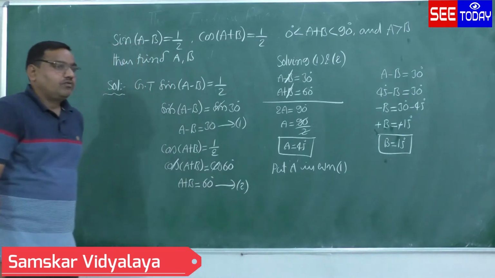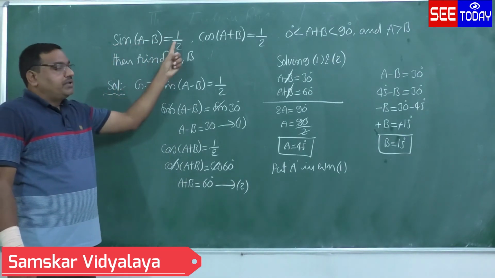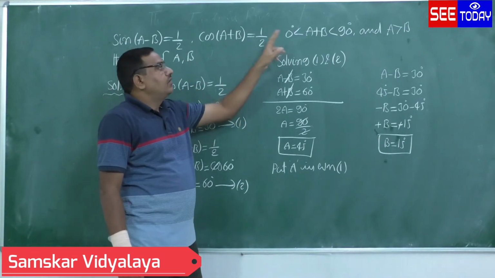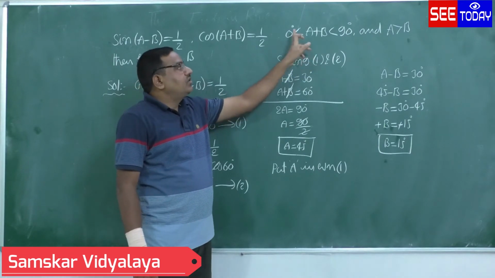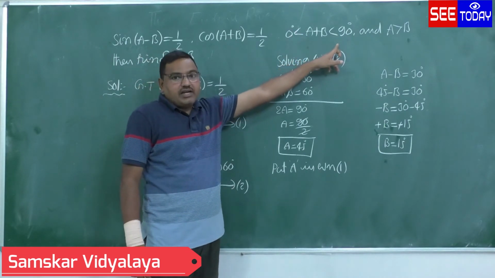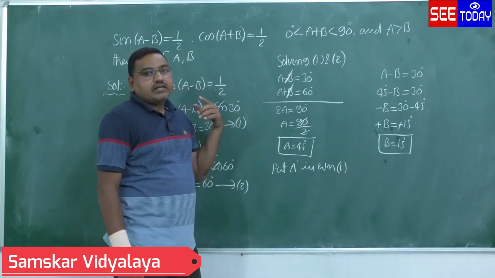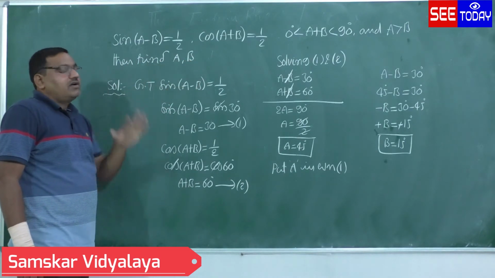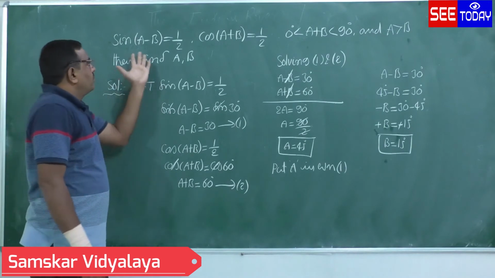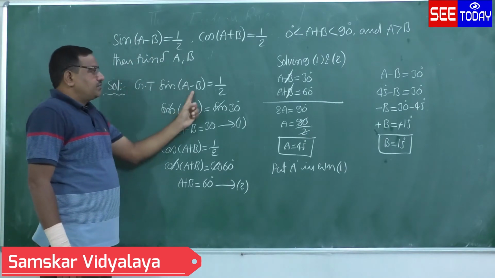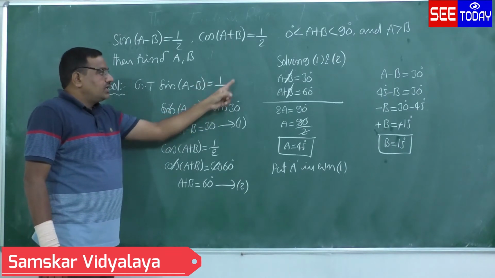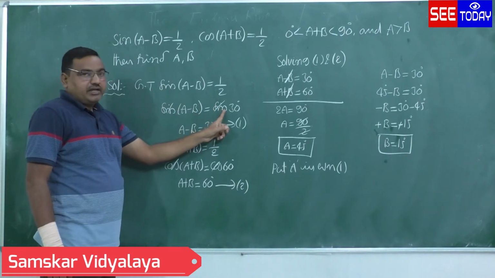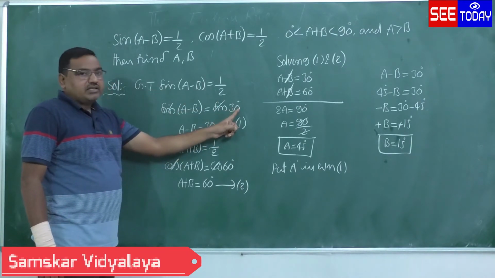Once again, sin of A minus B is equal to 1 by 2. Cos of A plus B is equal to 1 by 2. There are two conditions: 0 less than A plus B less than 90, and A is greater than B. Then find A and B. What are the angles A and B? By using this, sin of A minus B is equal to 1 by 2. We know that the value 1 by 2 in the sin ratio is sin 30.